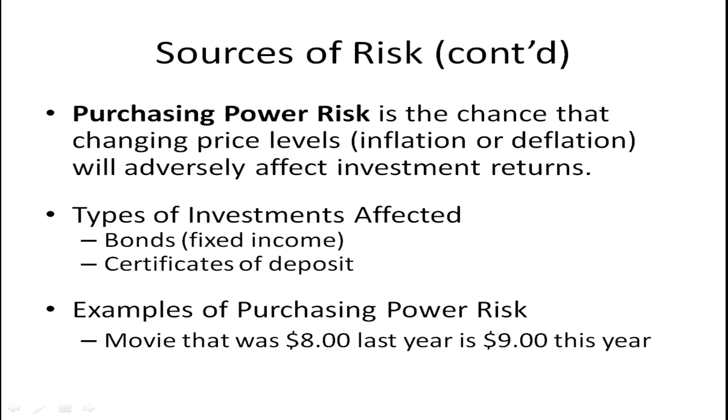And they give a little example here of purchasing power risk. Last year you went to the movies, it cost you $8. This year it cost you $9. And you can think of bigger ticket items. When you bought a car 4 years ago, it cost you $18,000, and now you're buying it several years later, it costs $20,000. Same car, same model.